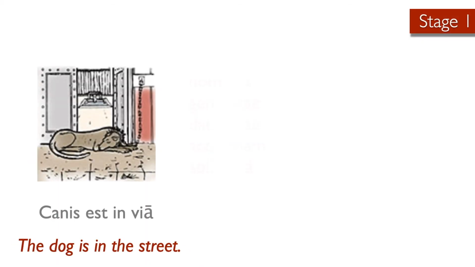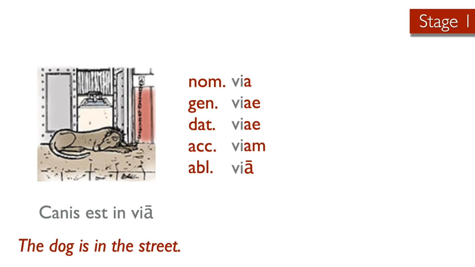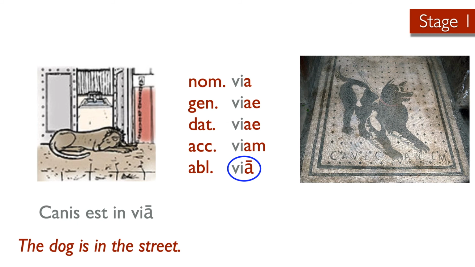Now let's move on to Cerberus here. He is Caecilius' dog. And canis est in via. The dog is in the street. Again, the preposition in demands that the noun via, viae take the ablative, and that's why you have a macron over the via. What is really funny is that if you were to go to Pompeii today, you would find some mosaics set out in front of some of these Roman homes, with a dog saying cave canem, beware of dog.